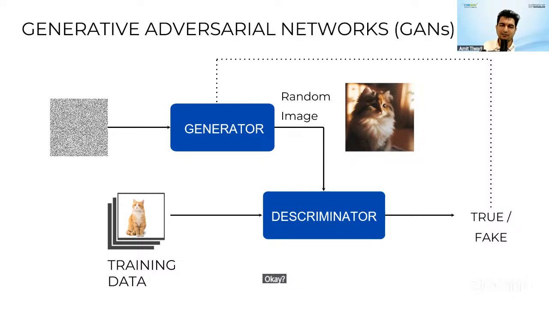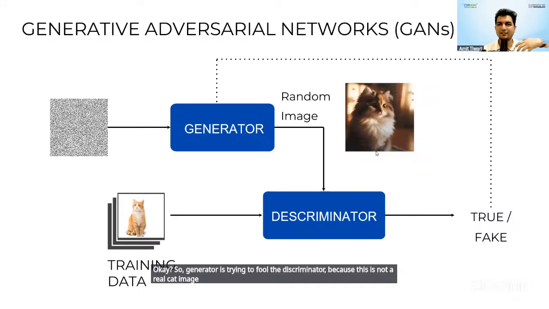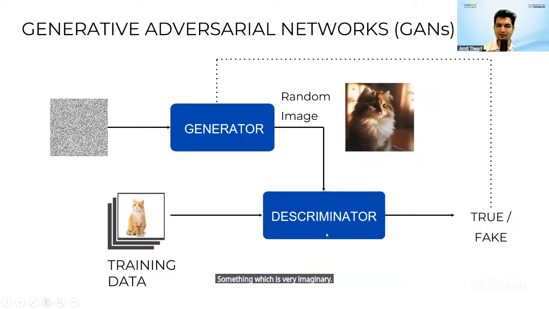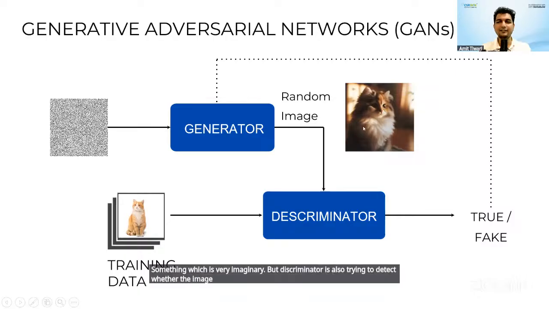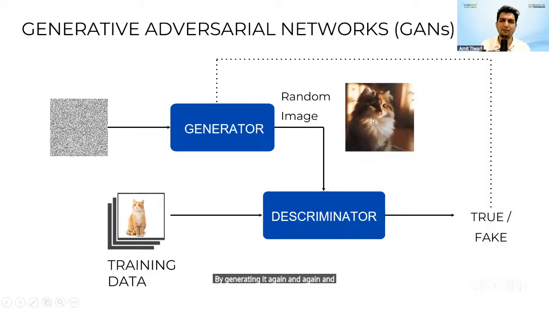So the generator is trying to fool the discriminator, because this is not a real cat image. It is something very imaginary. But the discriminator is also trying to detect whether the image is right or not. In this process, by generating again and again, it eventually generates the right image. Well, this is how simple image generation works with a GAN.